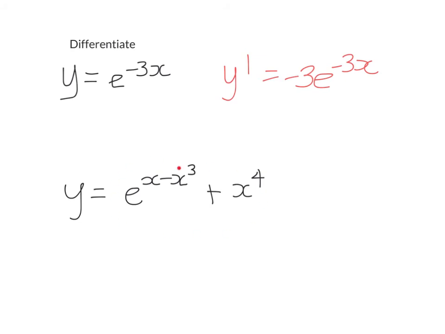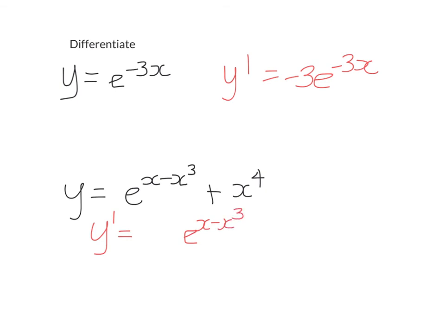So let's look at this one here. When we're differentiating, if you've got more than one term, you differentiate term by term. So let's start by differentiating this term here. It might look a little complicated, but we're not going to do it any differently. So what we're going to do is leave the e and the power exactly the same. We're not going to change them.